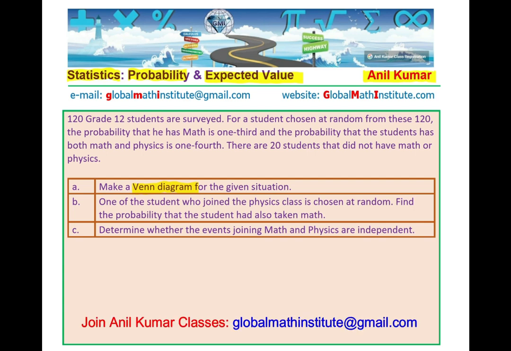B is, one of the students who joined the physics class is chosen at random. Find the probability that the student had also taken math. So we have a conditional probability question there. And C is, determine whether the events joining math and physics are independent. So we have a conditional probability and we also are testing for dependent or independent. Makes sense. A complete question in itself, examination style, which you normally see in IB test papers.